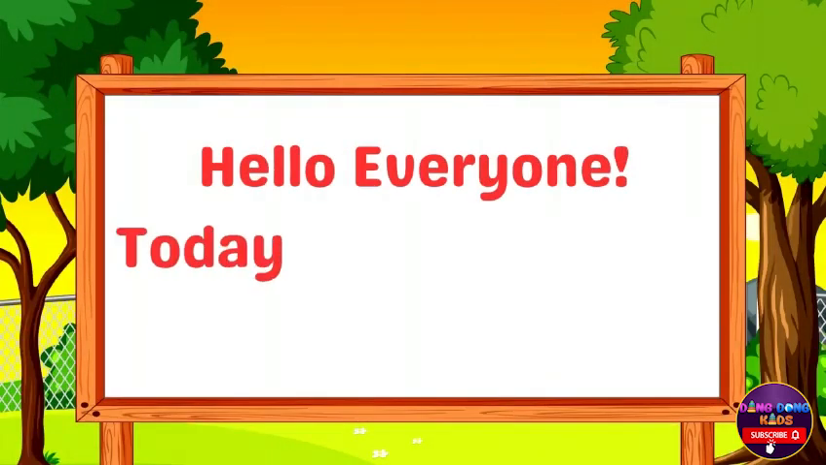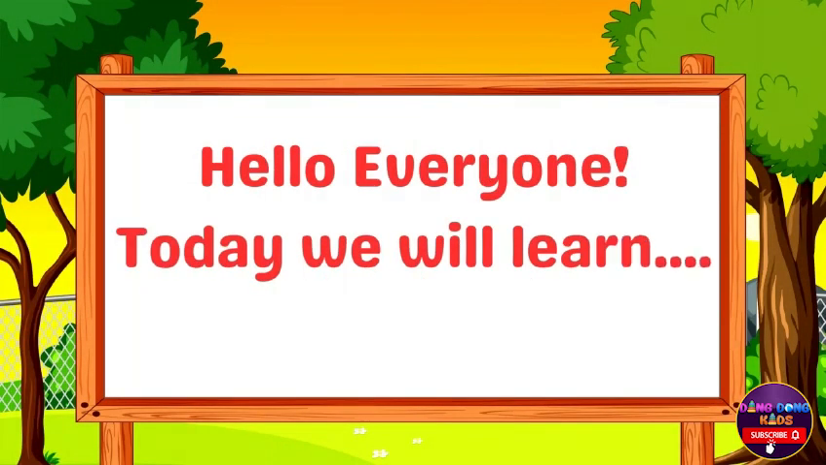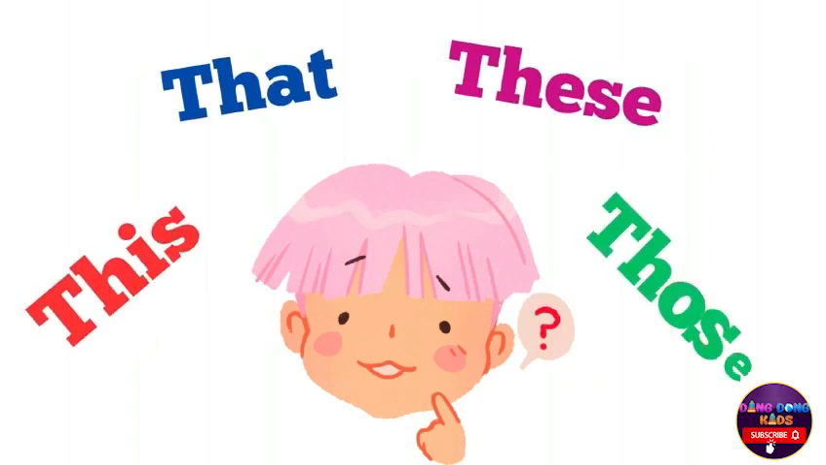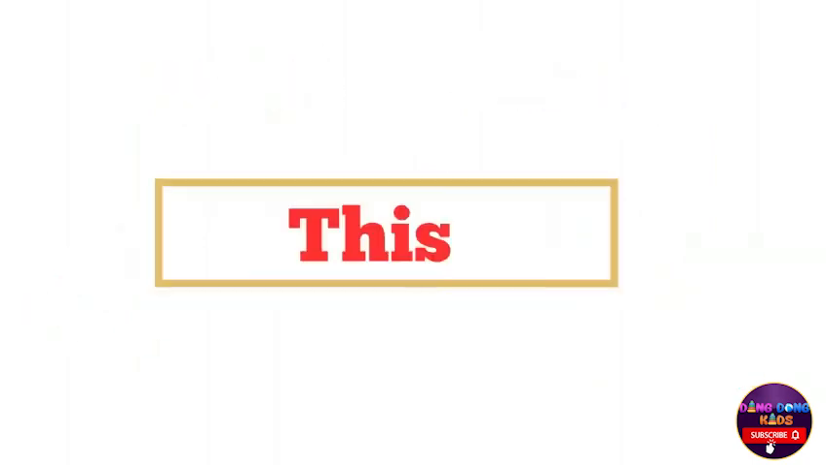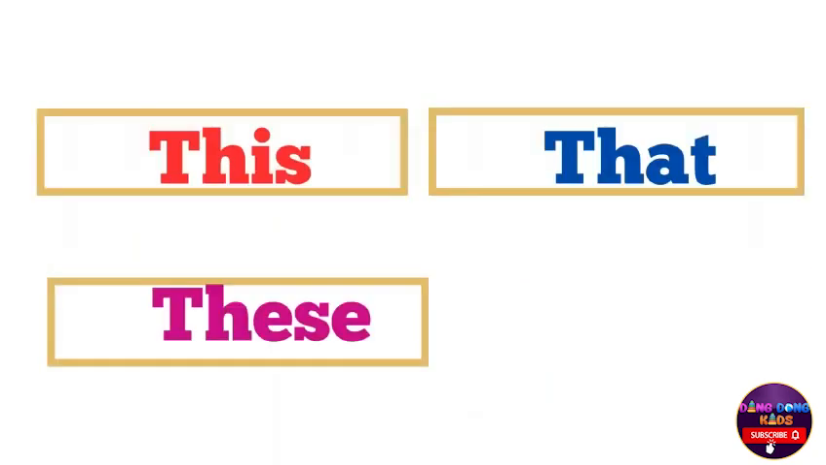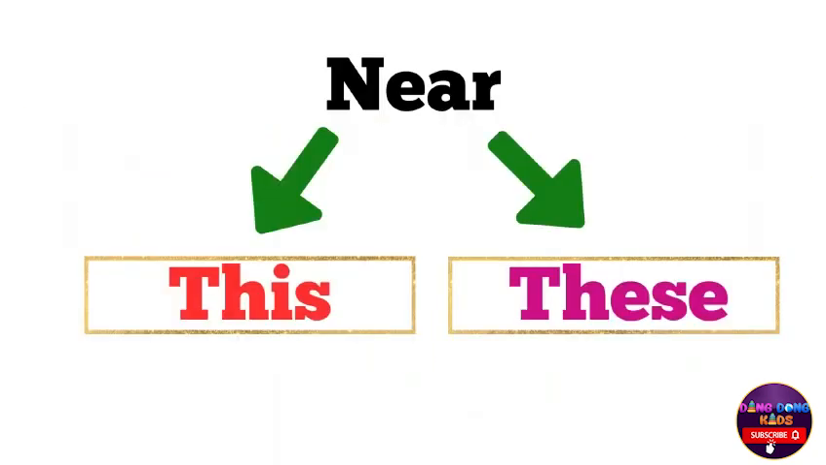Hello everyone. Today we will learn when to use this, that, these and those. This, that, these, those. When anything is near to us, we should use the word this or these.